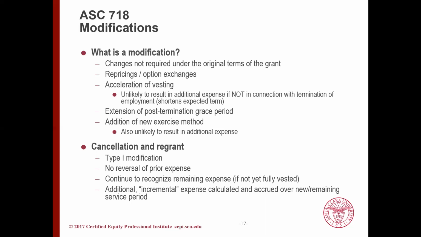In a Type 1 modification, the cancellation of the original option is not treated as a forfeiture, and thus none of the expense previously recognized for the canceled option is reversed. Furthermore, if the canceled option is not yet fully vested, the company continues to record the remaining unamortized expense along with any additional expense for the new replacement option. And the expense for the replacement option is equal to its fair value less the fair value of the canceled option at the time of the cancellation.